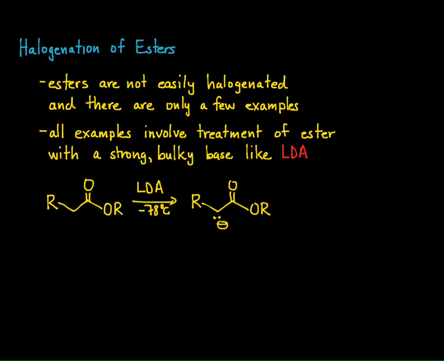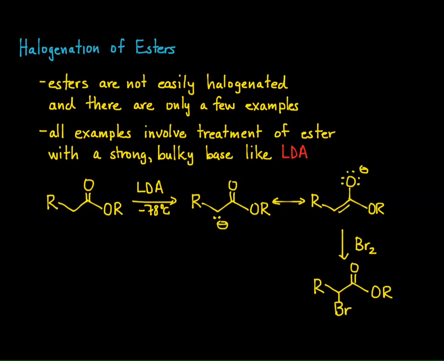And of course, this enolate, as in all enolates, has a resonance structure, placing the negative charge on the oxygen and generating again that alkene pi bond. So if I treat that enolate now with bromine, I can get addition of the bromine to that alpha carbon, reforming the carbonyl, and I get alpha bromination of my ester. And so this is typically the way it works, and so we'll see this from time to time.